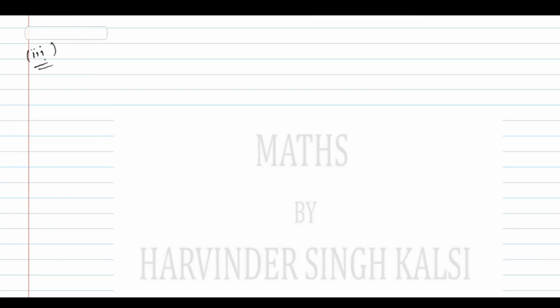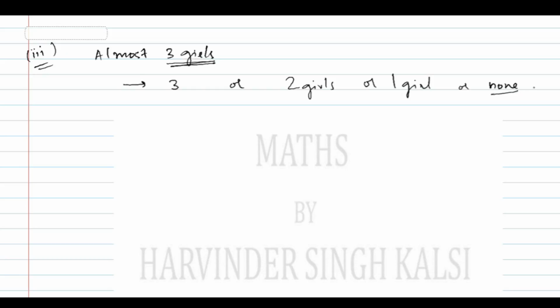Okay. For the third part, it has been given at most 3 girls. So this means that a maximum of 3 girls could be there. 3 girls could be there in the committee, or 2 girls, or 1 girl, or no girl. None of the girls is selected in the committee. So for 3 girls, 4 boys would be taken; 2 girls, then 5 boys; if 1 girl is taken, then 6 boys; or if no girl is being taken, then 7 boys would be there in the committee.